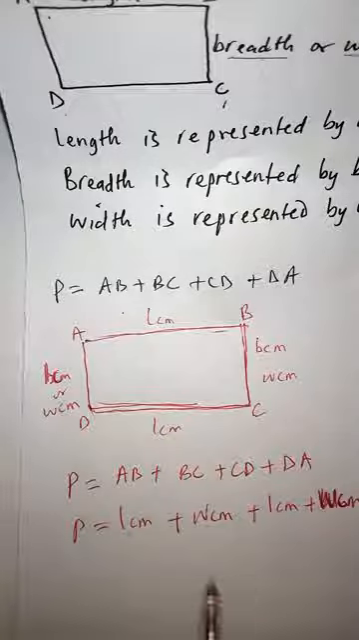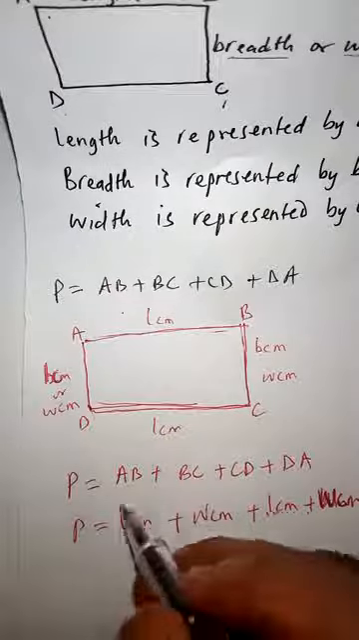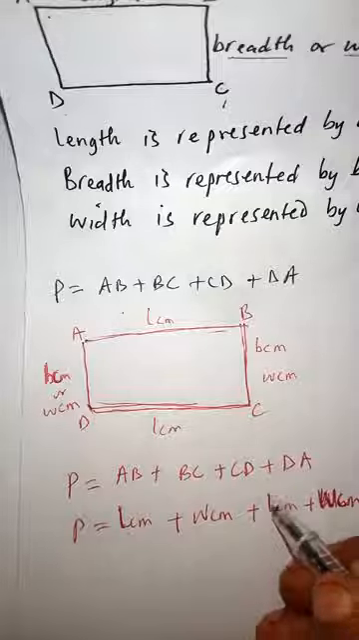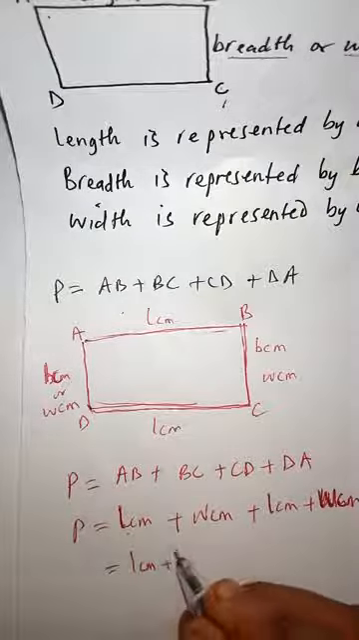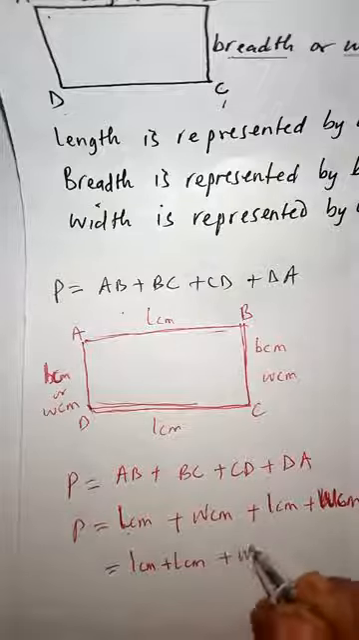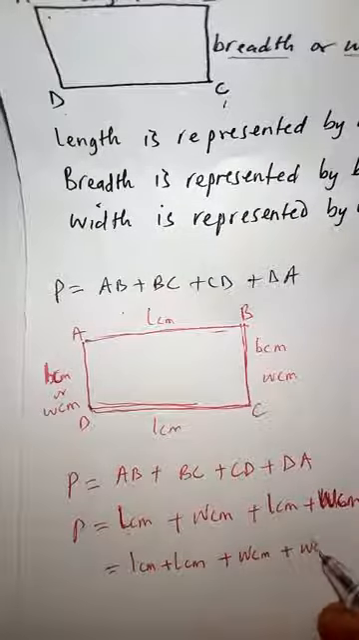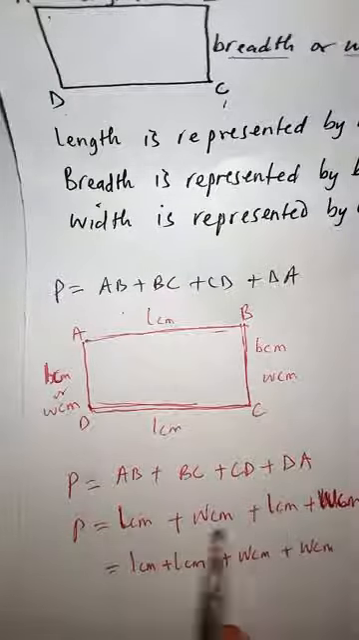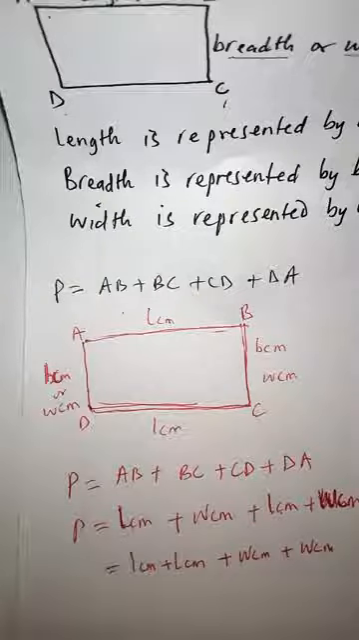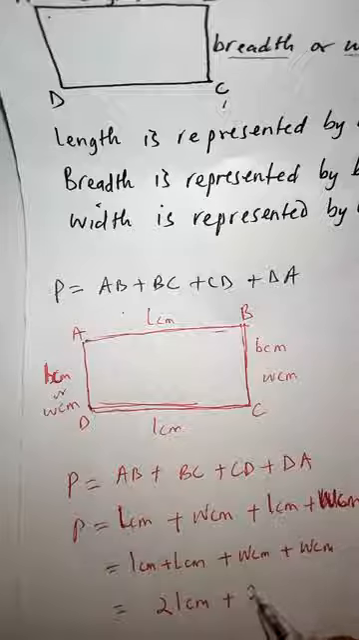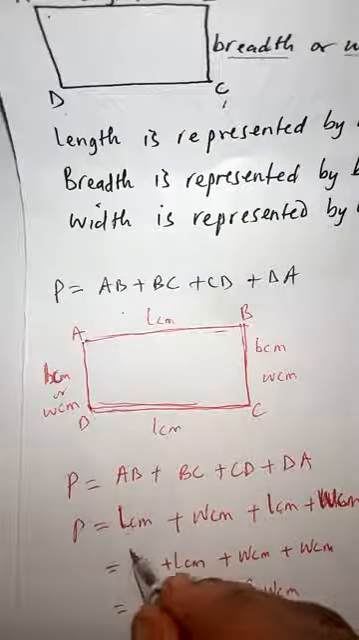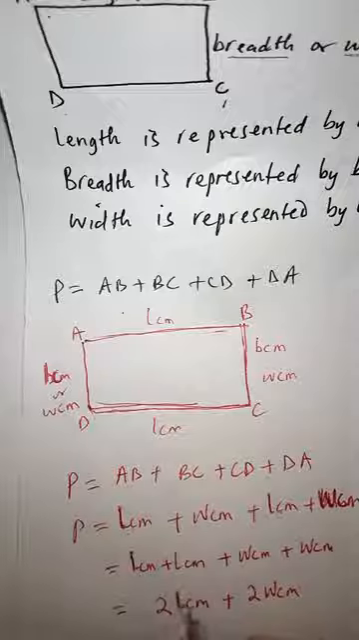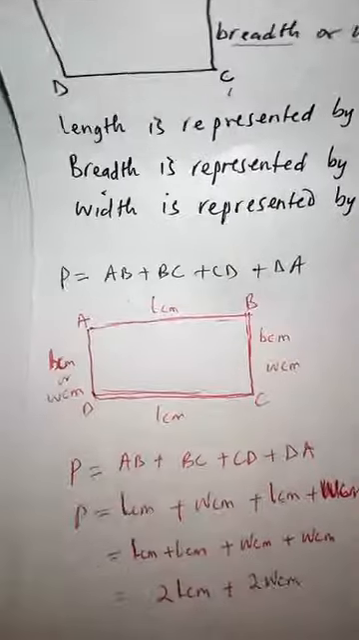Now we collect like terms, that is the same letters. We have L cm plus L cm plus W cm plus W cm. Nothing has changed. We only brought this together and these two together. So we have 2 L cm plus 2 W cm. That is L cm plus L cm. We have 2 L cm and 2 W cm.